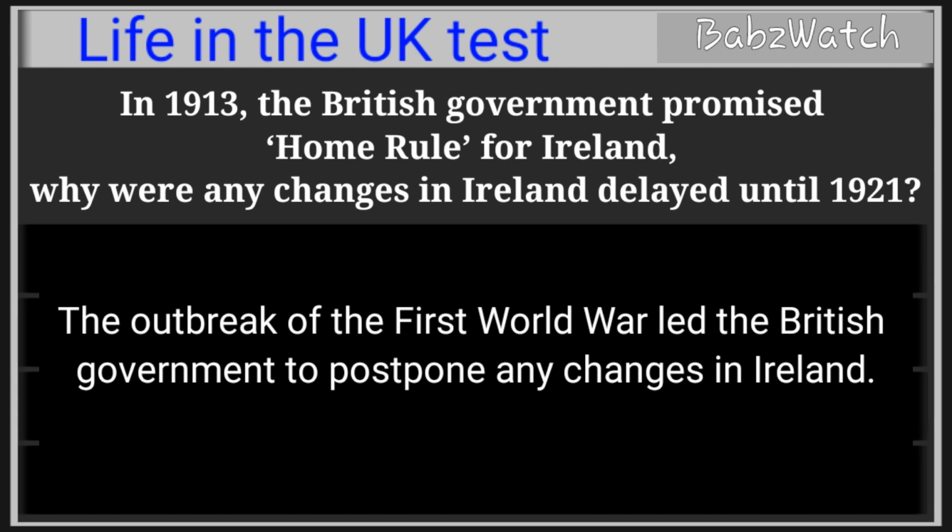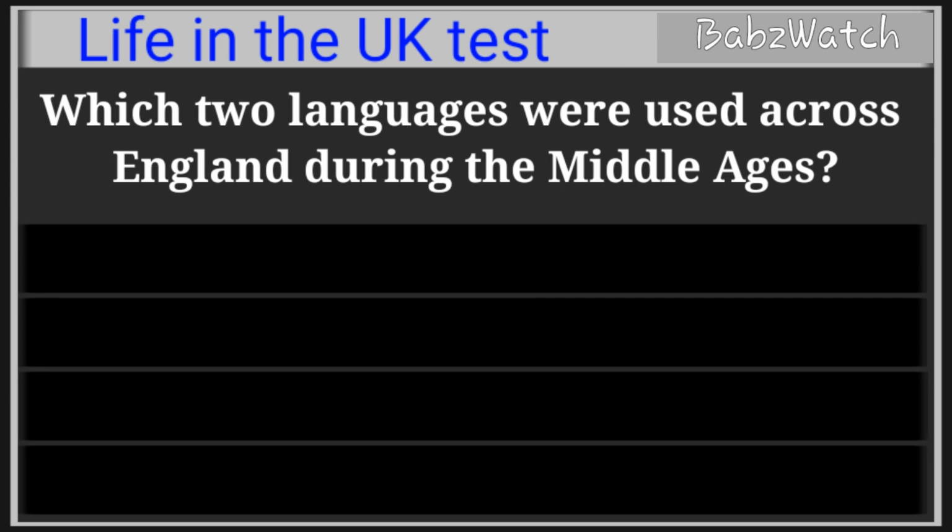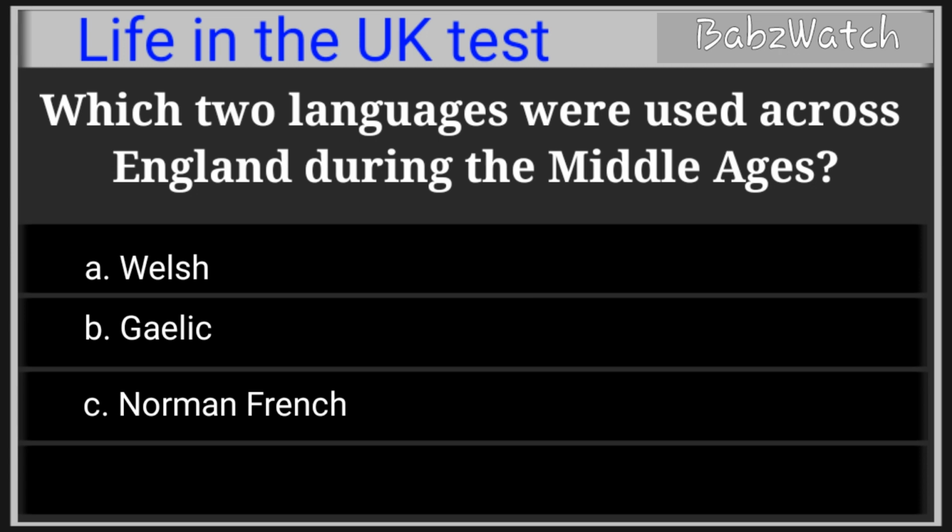Life in the UK test. Question 18 of 24. Which two languages were used across England during the Middle Ages? A. Welsh. B. Gaelic. C. Norman French. D. Anglo-Saxon. The correct answers are C.